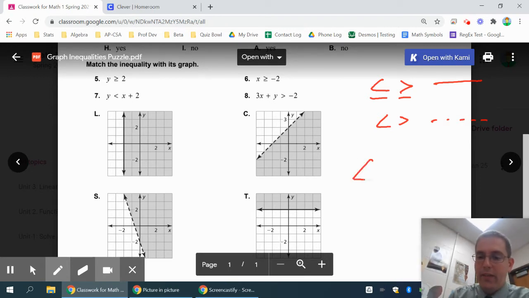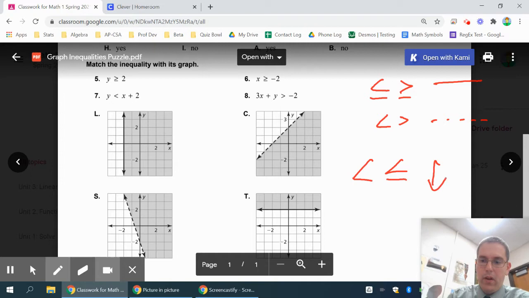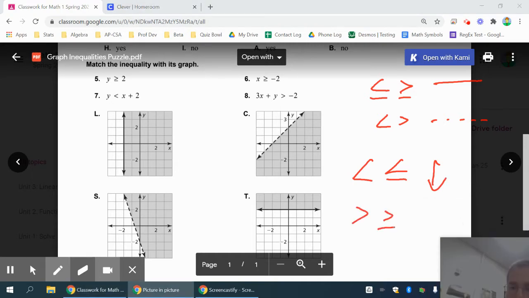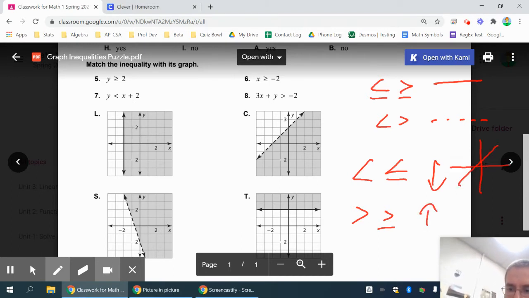If you have one that's a less than, remember the less thans are the ones that look like a bent L. Those are going to be shaded down. And if it is a greater than, it's going to be shaded up. So for example, if I had a graph like this that was a less than, it would be shaded this way, everything below the line. If I had a graph like this that was a greater than, it would be shaded like this, everything above the line. Even this part over here gets shaded. So that should help you figure out these pretty easily.